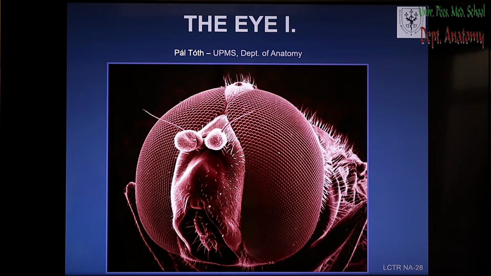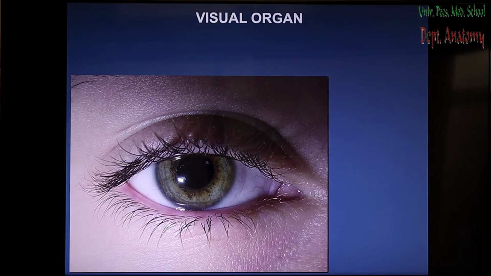Today I'm going to talk about the structure of the eye. Everyone recognizes that this is the human eye, but the very complex beginning of the eye development during phylogenesis. The human eye is a beautiful thing.